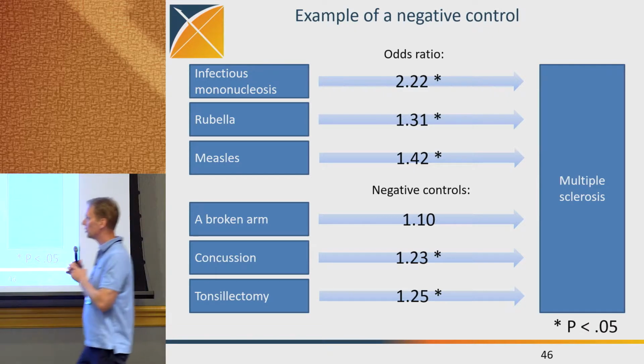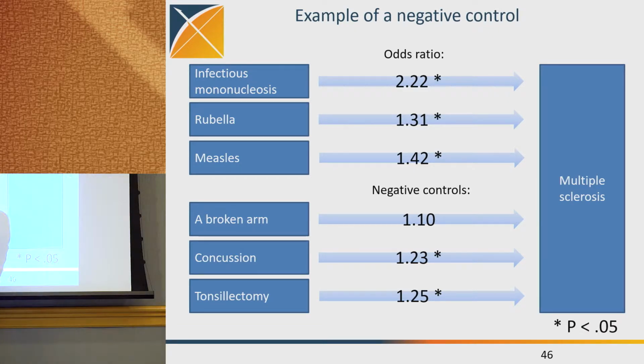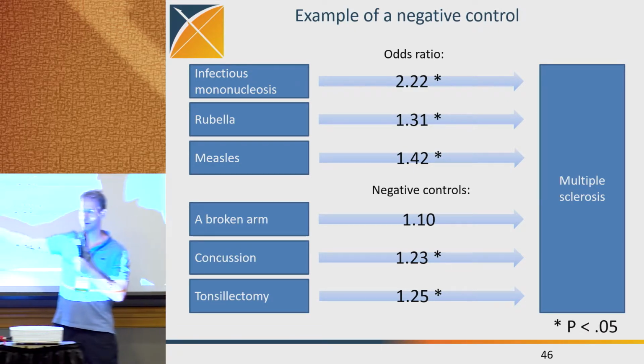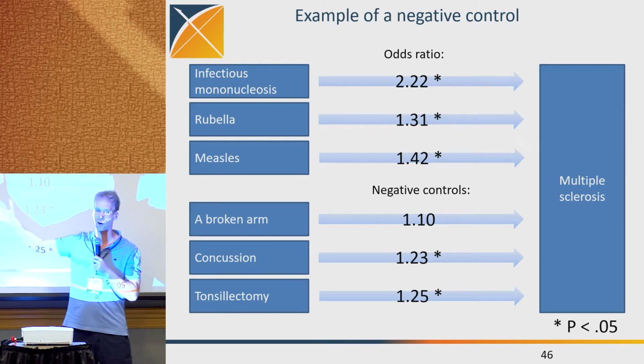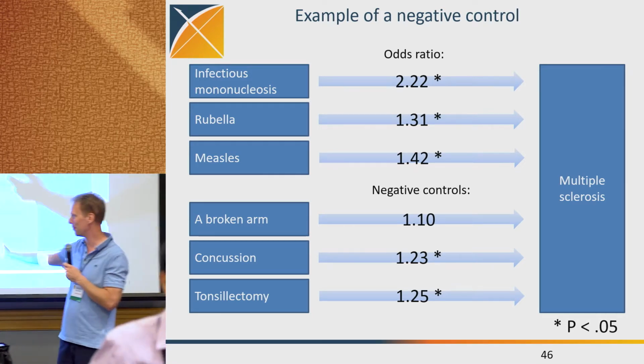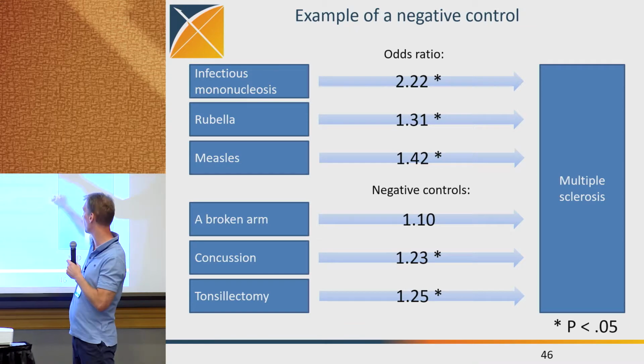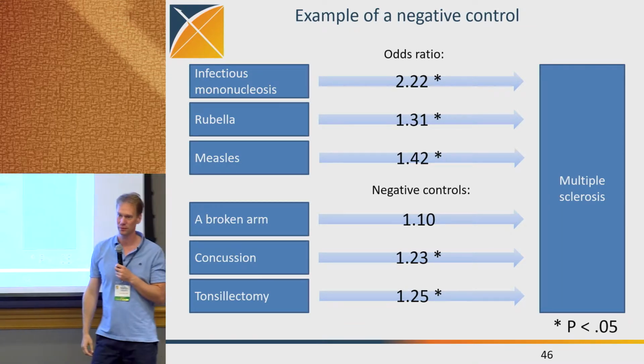No, the question is whether these childhood diseases cause that, and then we look at these exposures. Although a broken arm in another study would be the outcome, in this case it's a question whether that exposure causes multiple sclerosis.